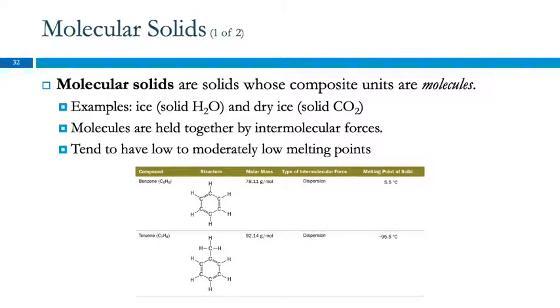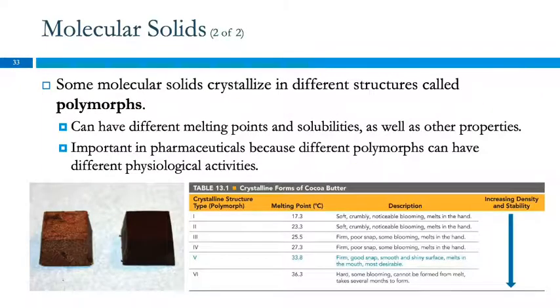So a molecular solid, you've got molecules as the individual particles. The molecules are held together by intermolecular forces, and the strength of that is going to depend on the type of molecules you're talking about. But these tend to have low to moderately low melting points because the intermolecular forces are fairly weak. You can have the same molecules crystallize into different structures. They're called polymorphs, many shapes. And the specific polymorph that you're looking at can affect other properties.